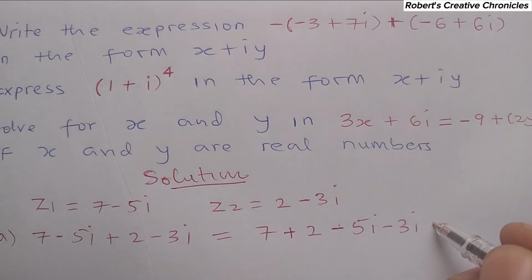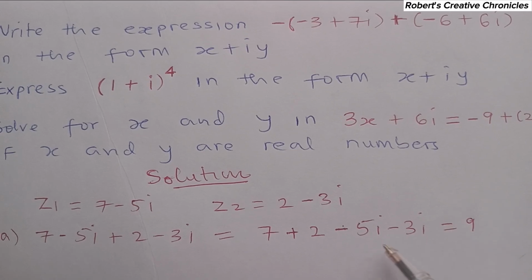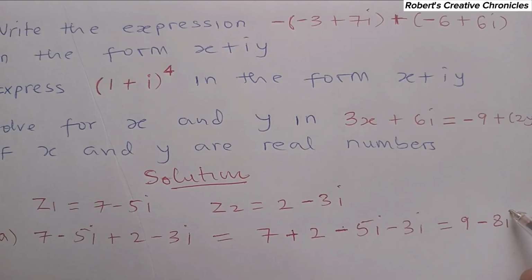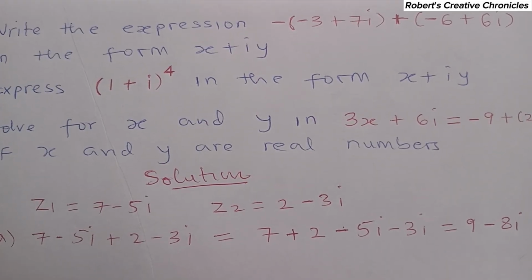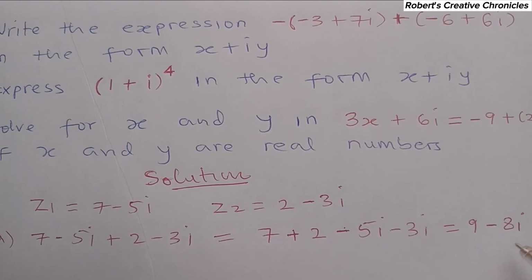So this will be equal to 7 plus 2, which is 9. Then minus 5 minus 3 is minus 8. So this is 9 minus 8i.